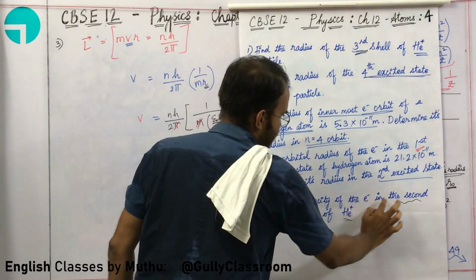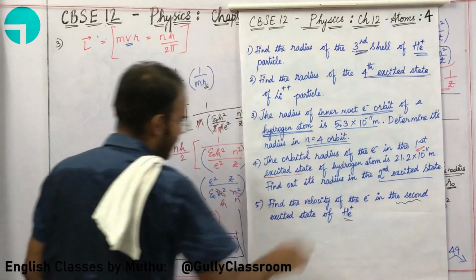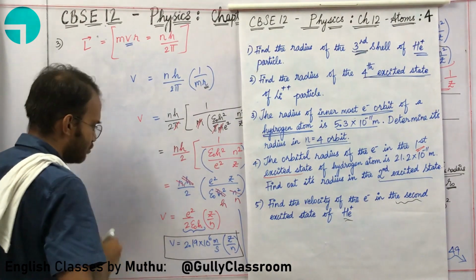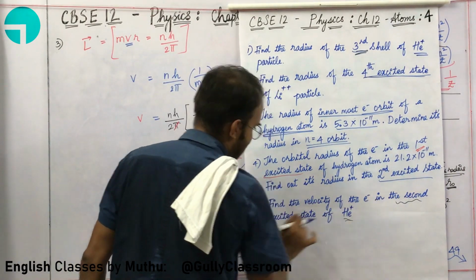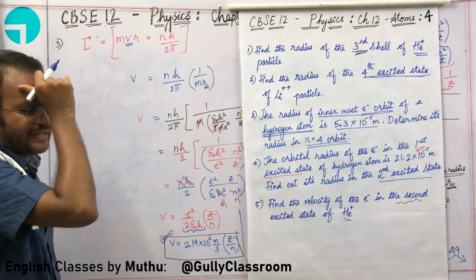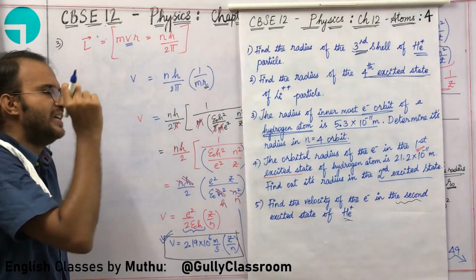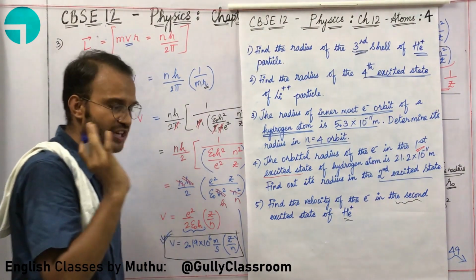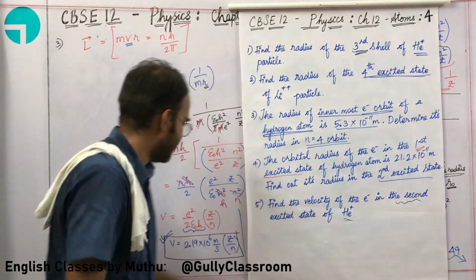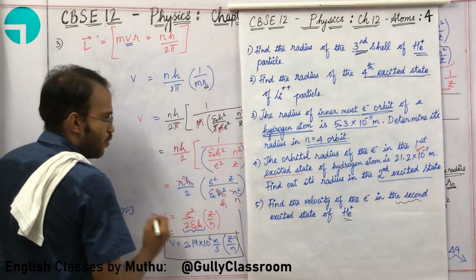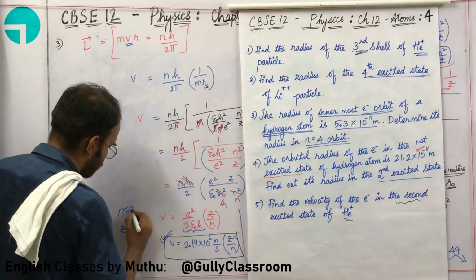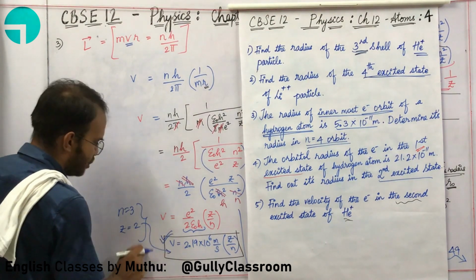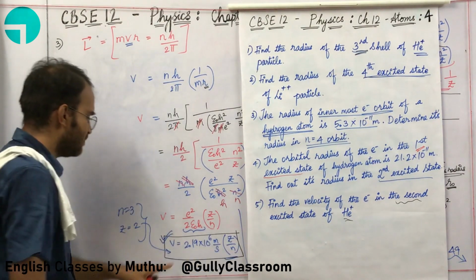Find the velocity of the electron in the second excited state of He plus. Let us use this particular formula. Kindly check it out. Second excited state means what is the n value? The n value is 3. For helium, what is the Z value? Z value is 2. If you substitute these two values over here, you will simply get the velocity of the electron.